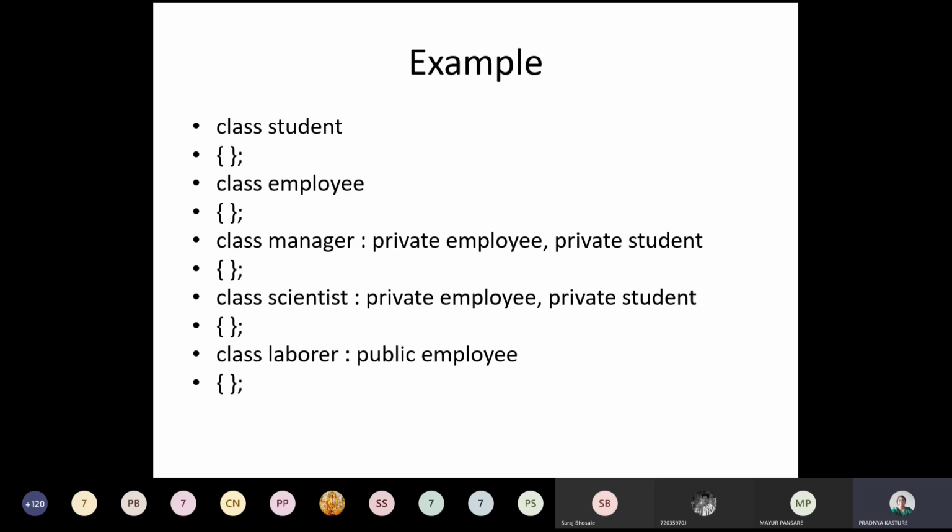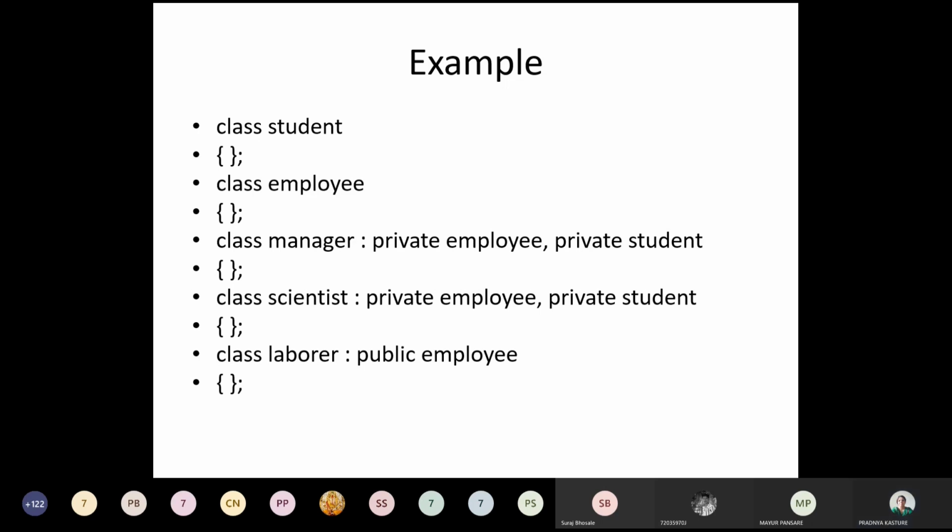We have discussed the example that appeared in multilevel inheritance, and similarly we have discussed it in multiple inheritance. The class student has its own characteristics. Then class employee again has its own characteristics. Then the third class is class manager, which inherits the properties of two base classes, employee and student. Similarly, the class scientist also inherits the properties of the employee and student base classes. Then the class laborer inherits the properties of the employee class only. So this is the type of program we have to write for multiple inheritance.